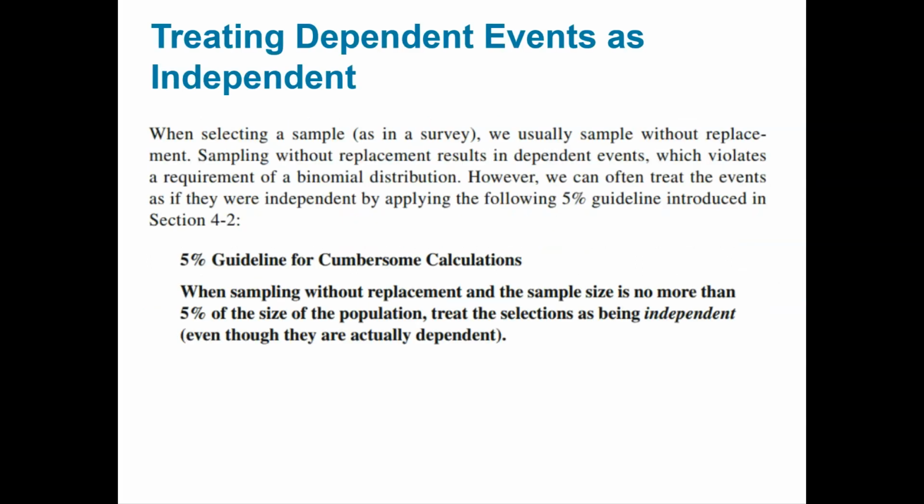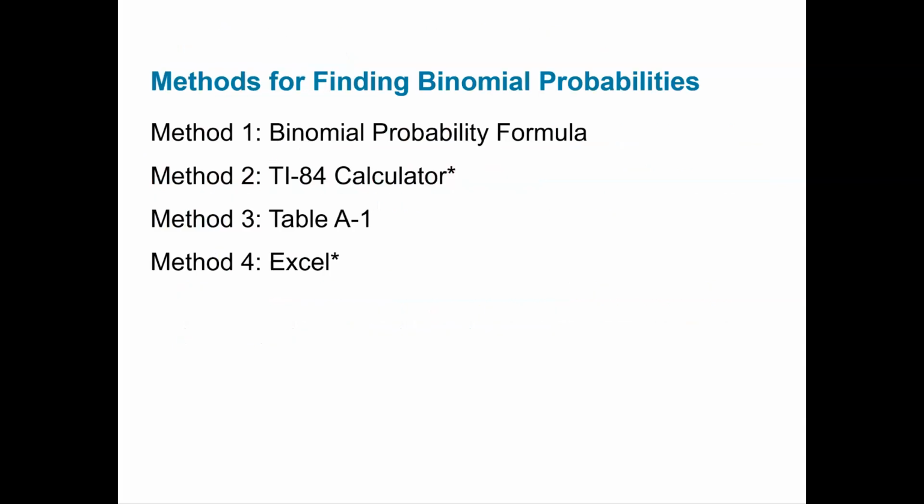Remember, we've seen before that when we select a sample from a really, really large population, we can treat dependent events as independent if the population is super, super large. All right, so let's actually get into finding binomial probabilities. We've got the formula, the calculator, the table, and Excel. We're going to focus mainly on these, and you're most likely going to like Excel the most, but you'll get to peek and see why.